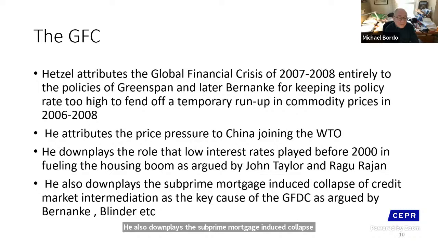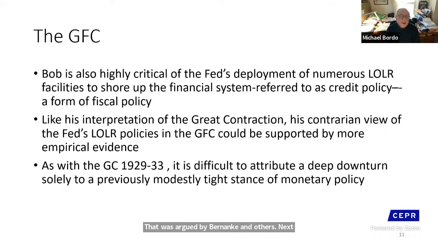Next slide. He's also critical of the Fed's deployment of numerous lender of last resort facilities to shore up the financial system, which in the Richmond view he refers to as credit policy, which is a form of fiscal policy. And so I think he has a contrarian view of the Great Contraction and of the GFC. And I think it needs a little more empirical evidence. It's a powerful argument, but I think it needs more evidence for more people to buy it. And as with the Great Contraction of 1929 to 30, it's really hard to attribute a deep downturn solely to a previously modestly tight stance of monetary policy. Next slide.